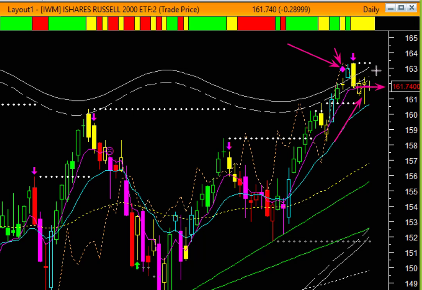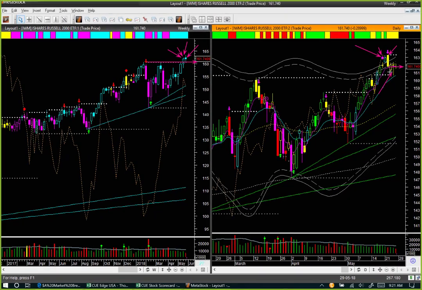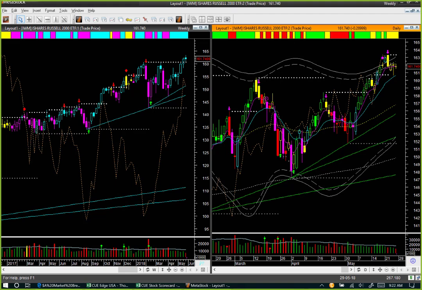Last 3 days of the week moved sideways. Before that, it fell down. It is in uptrend. It is bullish. Therefore, we are not going to look for any short trade. And it is too close to upper boundary. Therefore, we are not going to look for any long trade either. There is no swing trade opportunity in IWM right now.